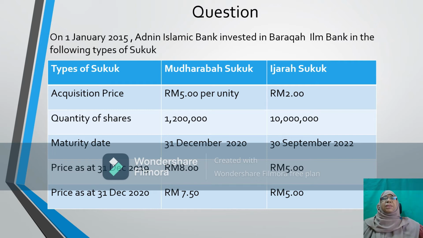One is the market price as at 31st December. For the ijarah sukuk, the price as at 31st December is 5 ringgit, and the price for the mudarabah sukuk as at 31st December 2020 is 750, and 5 ringgit for ijarah sukuk, meaning there is no change in ijarah sukuk price from December 2019 to December 2020. But there are changes in the market price for the mudarabah sukuk.